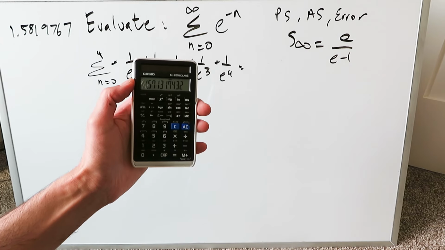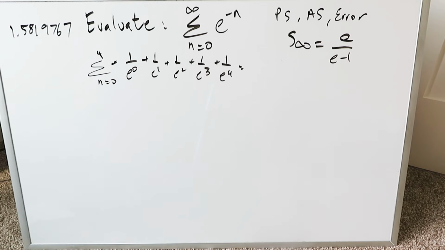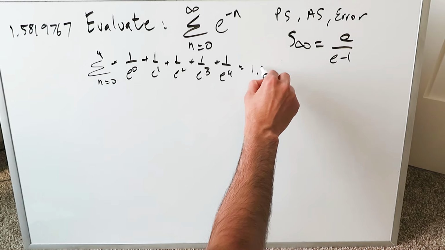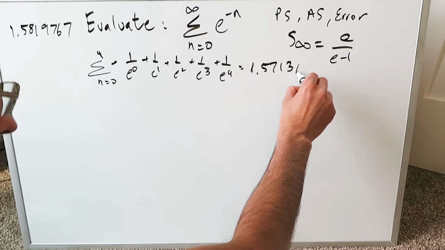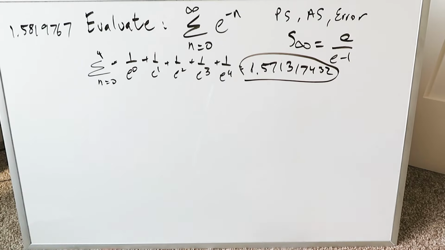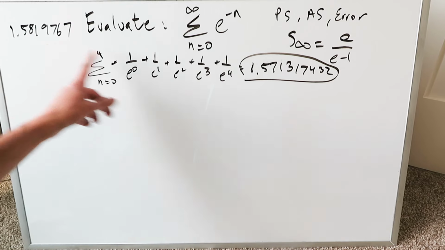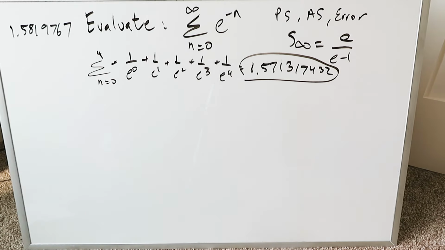The value I'm getting here after that computation is 1.571317432, and I'll put it over here. I can get the margin of error. If I subtract the true value from this value and divide it by that true value, I'll get a margin of error, and I can show that for you.